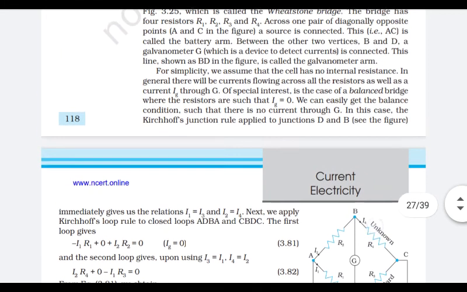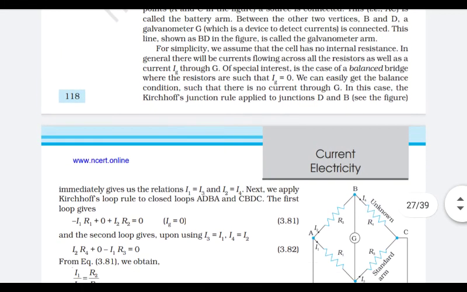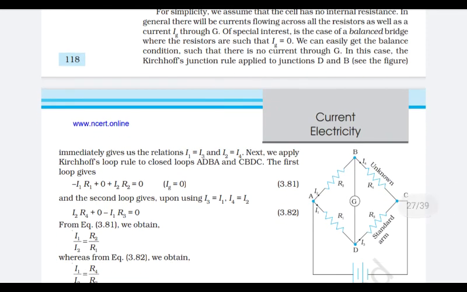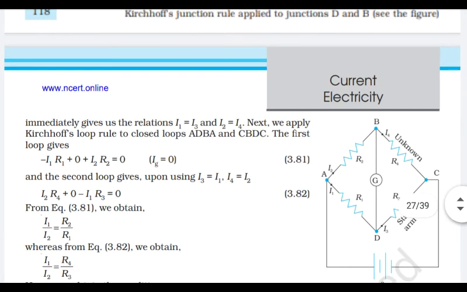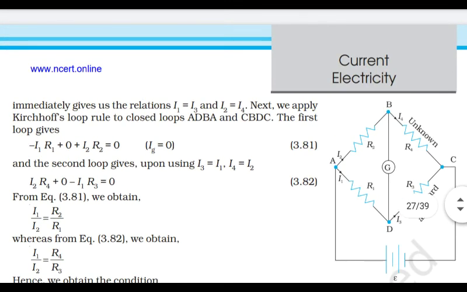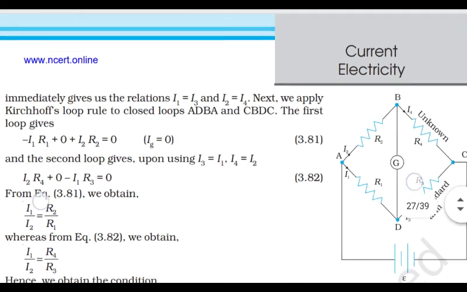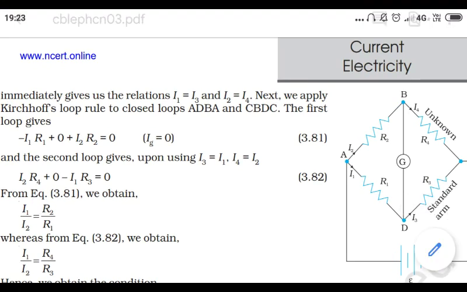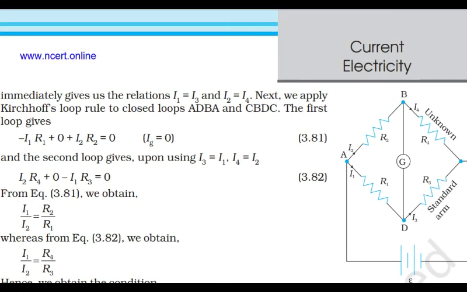So in this case Kirchhoff's junction rule will apply to junctions D and B. Now here are two loops. You can see in the diagonal from left to the diagonal, this one is one loop and this one is another loop. The current values are already mentioned, how much current is flowing. Now we apply the Kirchhoff loop rule to the closed loop ADBA. ADBA.